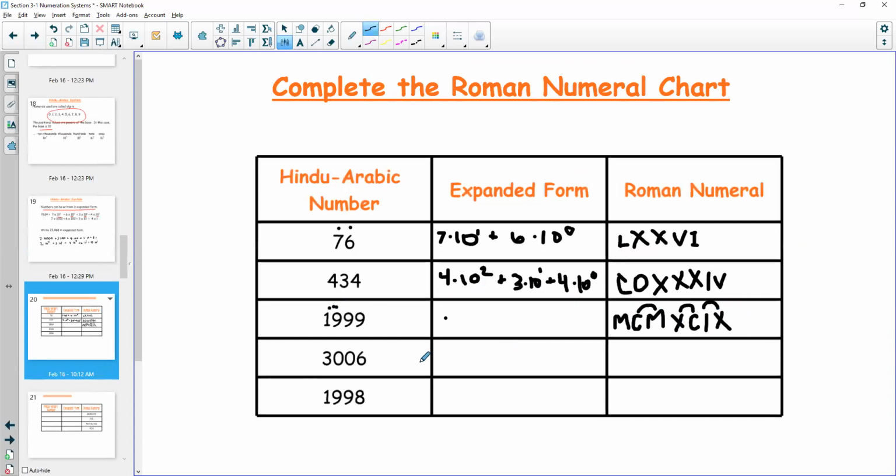For 3006, remember when you do expanded notation that if a place value doesn't exist here, you don't have to worry about it. So if I have 3 times 10 to the third plus 6 times 10 to the 0, okay? I don't need the stuff in between. You can write it all. You don't have to. But how do I write this one? This one's pretty straightforward, actually, because I can do 3,000, MMM, and 6. How do I write 6? VI.